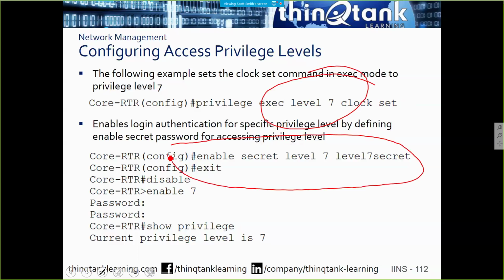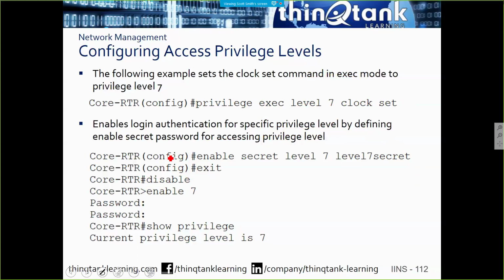The other thing to keep in mind is that if you authenticate at one level, it automatically includes all of the privileges at the levels below. So if I authenticate at level 7, I'm getting all the commands at level 7 all the way down to level 0. So when I plan these special levels, I have to think of that hierarchy.